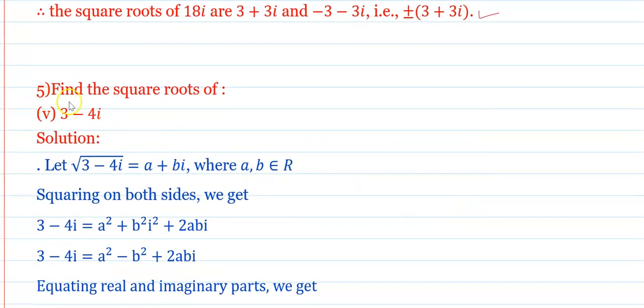Okay, find the square root of 3 minus 4i. Let the square root of 3 minus 4i be equal to a plus bi, where a, b belong to the set of real numbers. Squaring on both sides, we get 3 minus 4i is equal to a square plus b square i square plus 2abi. i square is minus 1, and therefore you will get 3 minus 4i is equal to a square minus b square plus 2abi.